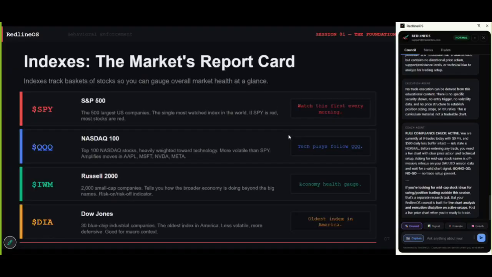The next thing I'm going to talk about today is indexes. There are 3 main indexes I actually look at on a daily basis, but I had to add the Dow Jones here just because it's the oldest index, and people still look at the Dow Jones. An index tracks a basket of stocks, so you can gauge the overall market. You can gauge the health of the stock market at a glance. So, like our analogy in the beginning of the call, think about a stock market like a grocery store, right? A grocery store has different sectors.